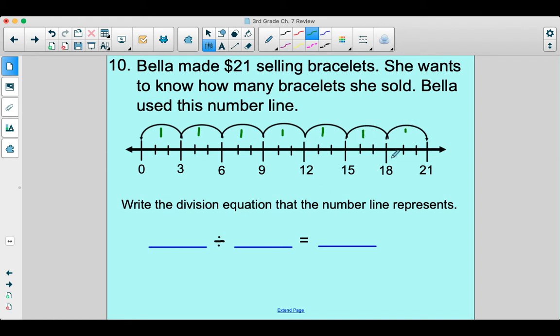So we could also think about this as $21 divided into groups of 3, right? So $21 divided by groups of $3 per bracelet. And then we count up the hops because each hop is a bracelet. So 1, 2, 3, 4, 5, 6, 7. 21 divided by 3 makes 7.